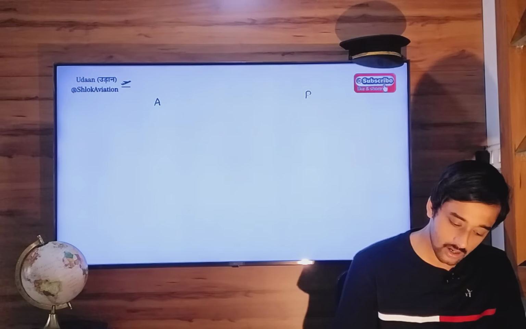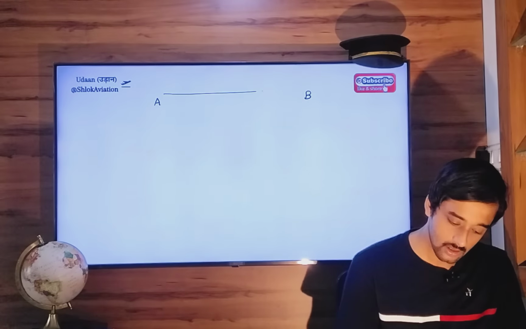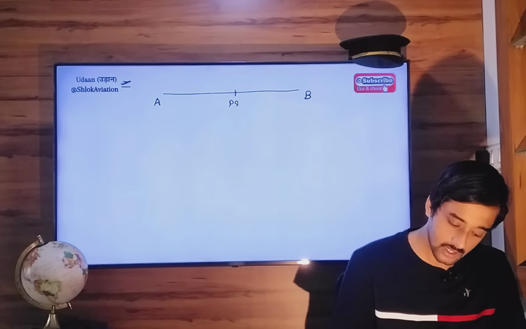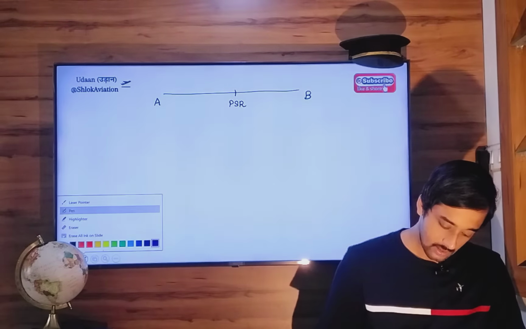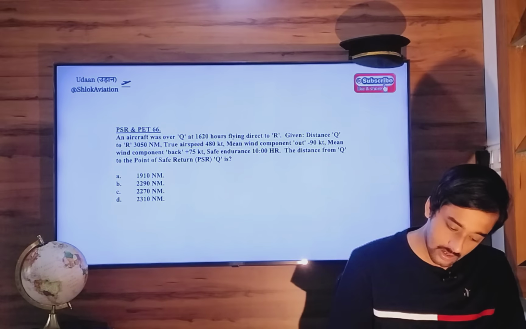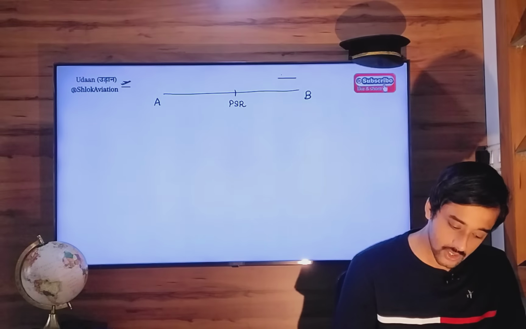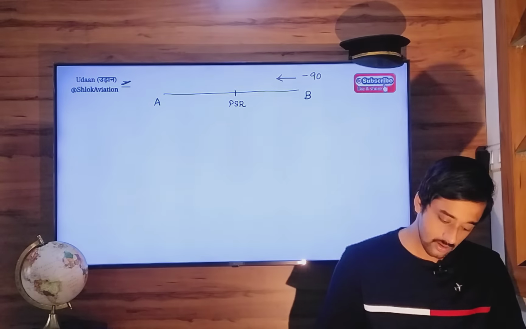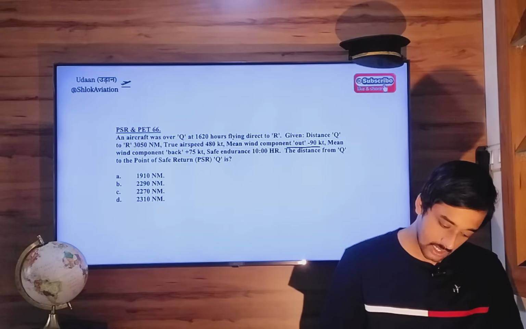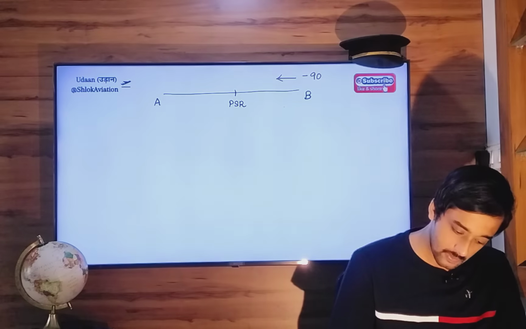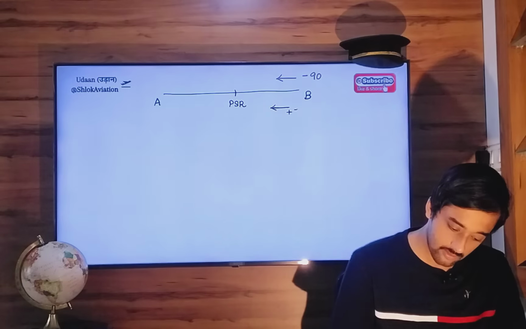So this is your A. Let's say Quebec. This is your destination. Somewhere in the center we have point of safe return. Now flying outbound, you are getting a headwind of minus 90. Flying homebound, you are getting a tailwind of plus 75. So this is plus 75.